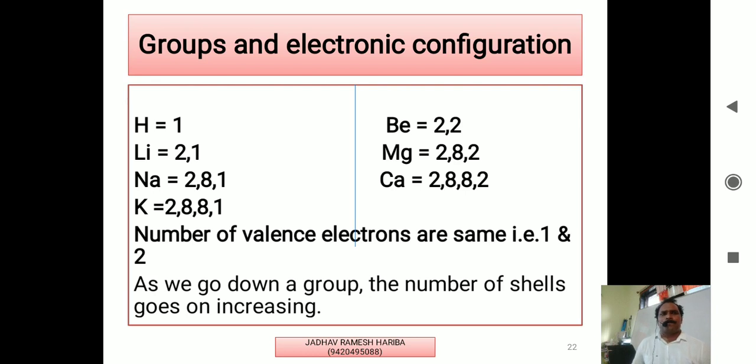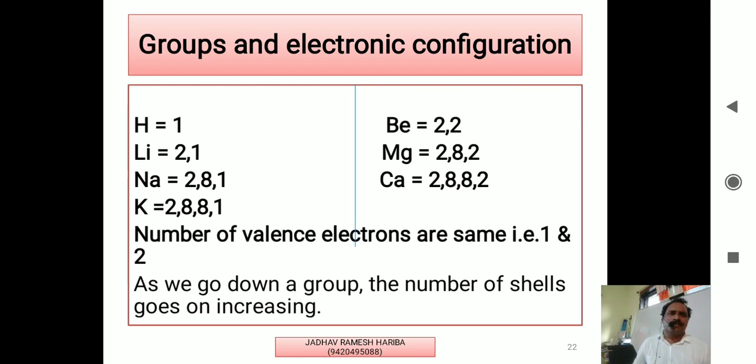Valency is the combining capacity of that element, and in the same group there is the same number of valence electrons, and therefore their valency is the same, because the valence electrons decide the valency of that element. In the second group, beryllium, magnesium and calcium, the electronic configurations are 2, 2, 2, 8, 2, and for calcium 2, 8, 8, 2.